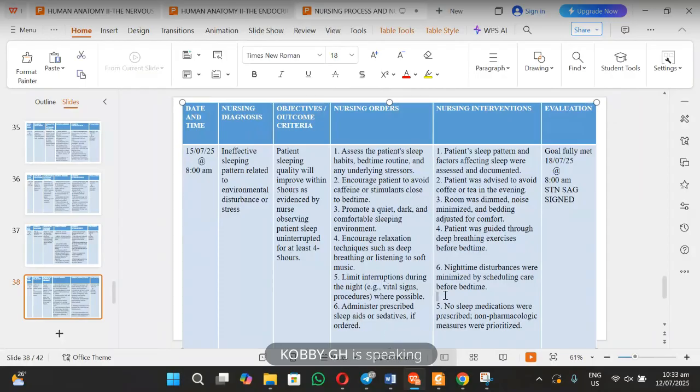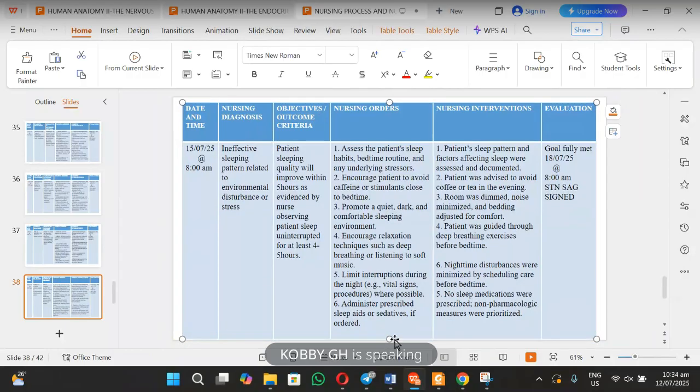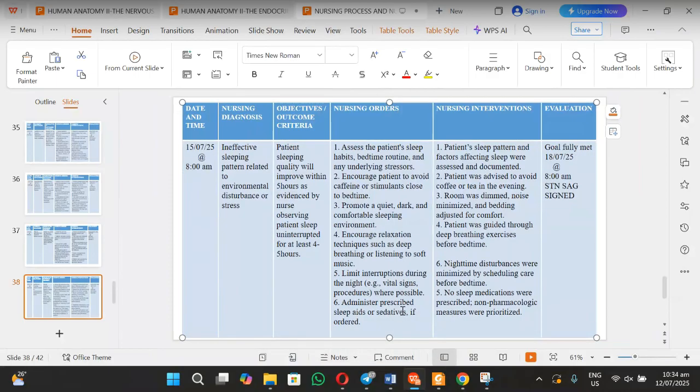You get it? I have not read any literature on that. But if you are very positive Milo tea is one of the things that can promote sleep, then under the intervention, you add it. Is that okay? Good. So, administer prescribed sleep aids. Then you add at the intervention side, sleep aids, including Milo drink, was administered or was served. Are we good? Yes, sir.